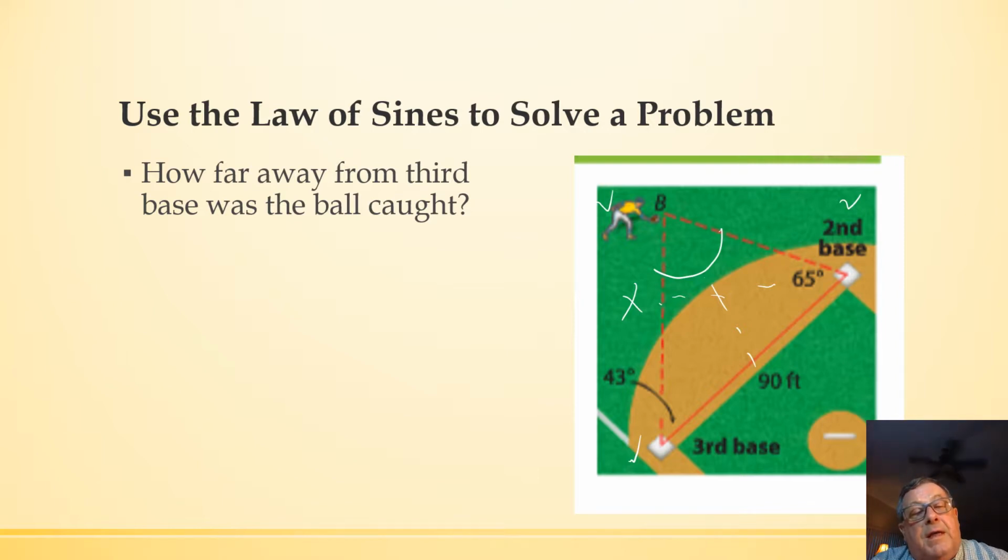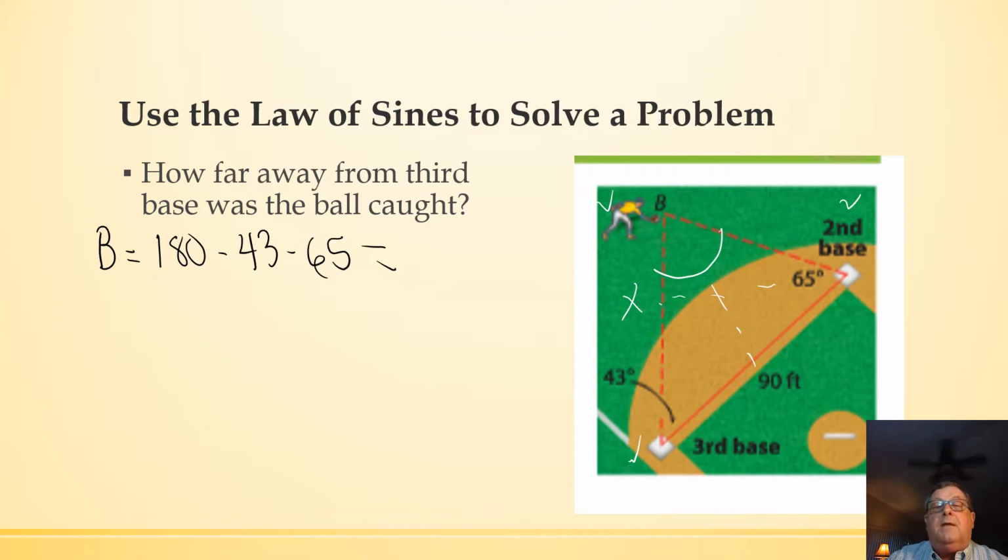So angle B is going to be equal to 180. There's 180 degrees in a triangle. Minus 43 minus 65. And so what's angle B then going to be? Let's see. 180 minus 43 minus 65, 72. So this is 72. Well, now I can set this up with the law of sines.